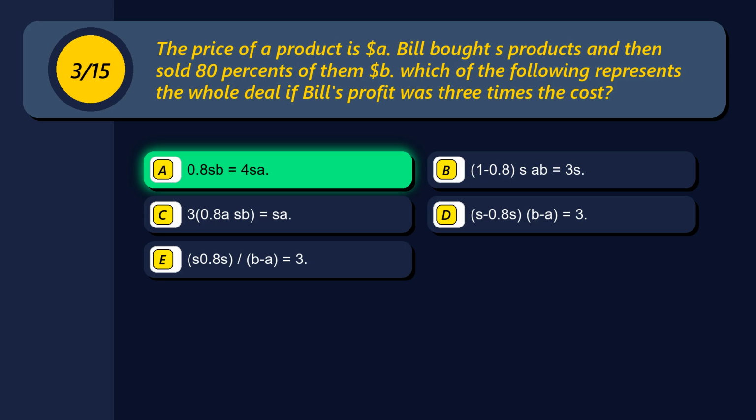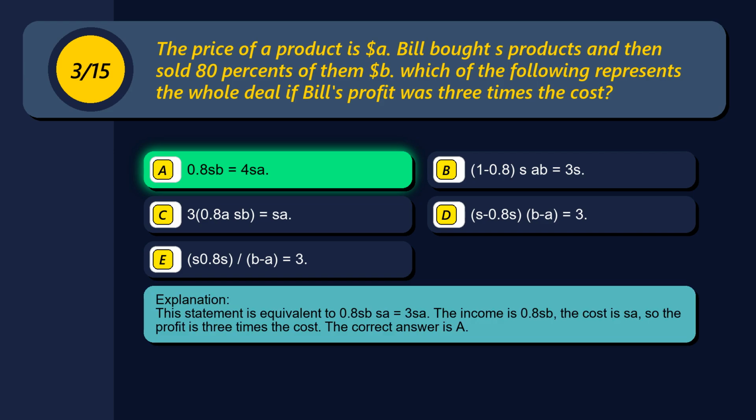The correct answer is Option A, 0.8 SB equals 4 SA. This statement is equivalent to 0.8 SB minus SA equals 3 SA. The income is 0.8 SB, the cost is SA, so the profit is 3 times the cost. The correct answer is A.